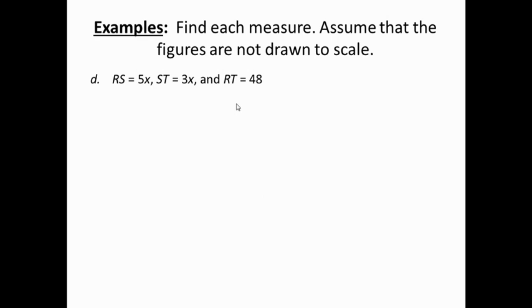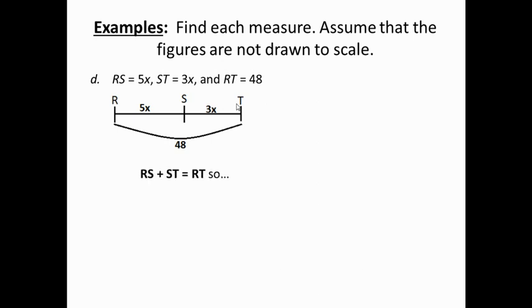All right. So I drew a little picture, and RS is 5x, ST is 3x, and the whole thing's 48. So I'm just going to add together those two segments, 5x plus 3x equals 48, and then that makes 8x, and then I can get rid of that 8 by dividing it, and then I get 6.